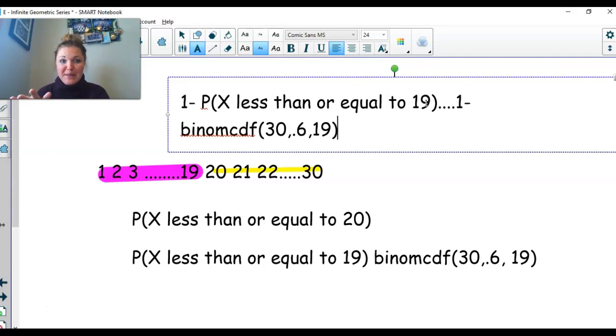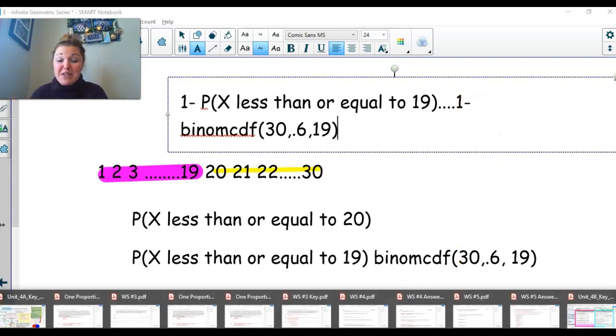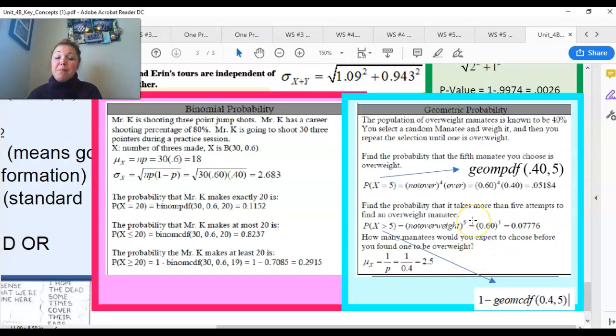Okay, binom's done. We're going to move on to our last thing, the geometric. What's the difference between binom and geometric? Geometric is the wait time until your first success. Let's talk about this one. The population of overweight manatees is known to be 40%. You select a random manatee and weigh it, and then you repeat this selection until one is overweight. Find the probability that the fifth manatee you choose is overweight.